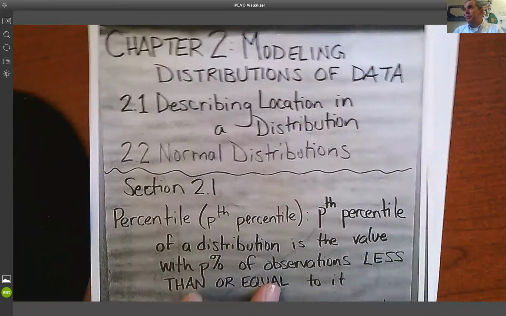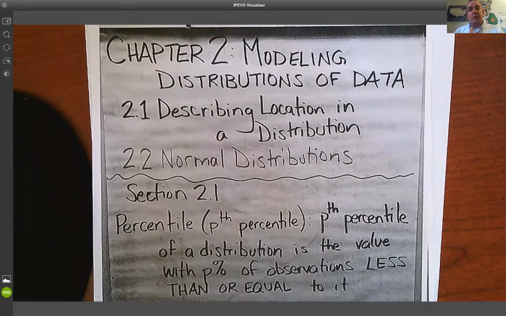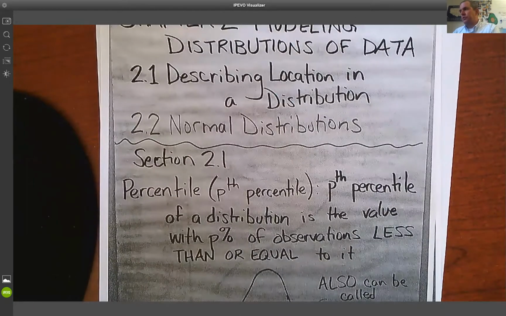Okay. If we take a look, today we're getting started on chapter 2. There are 2 sections to chapter 2, but we're going to do it over a few days. The first couple of days are going to be on section 2.1, describing a location and a distribution. Then we'll get on to the normal distribution. So today we talked about percentiles.